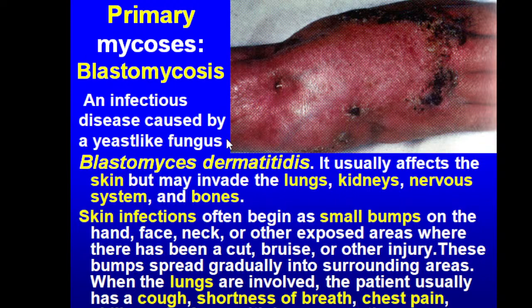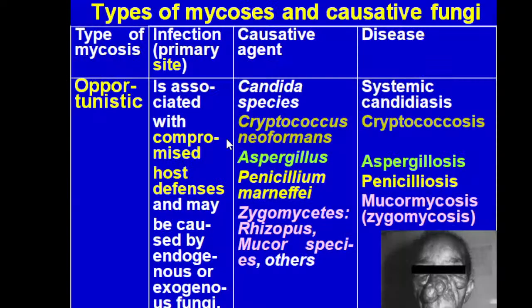So, and this is another example of primary mycosis, that is blastomycosis, and it is caused by yeast-like fungus, Blastomyces dermatitidis. And except for the skin and subcutaneous tissues, it may invade and affect lungs, kidney, nerve system, and bones, and it may be lethal also.